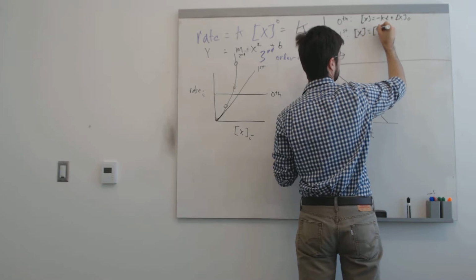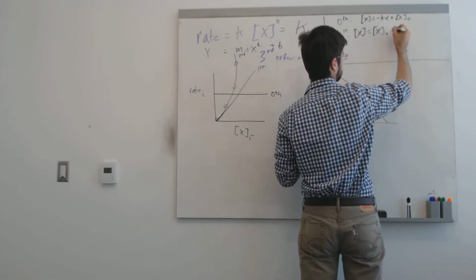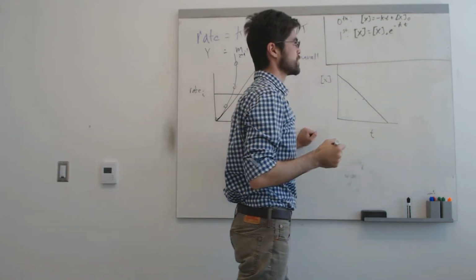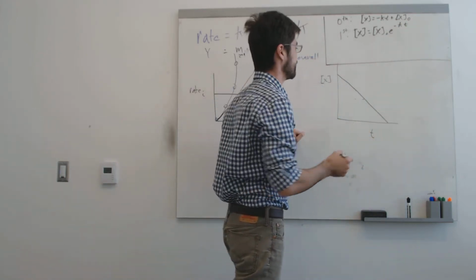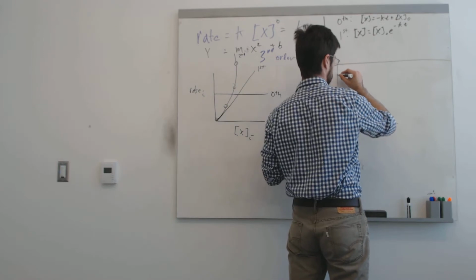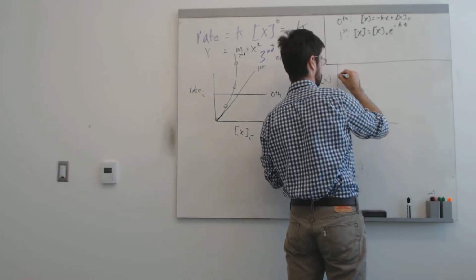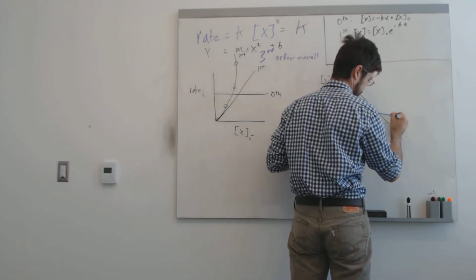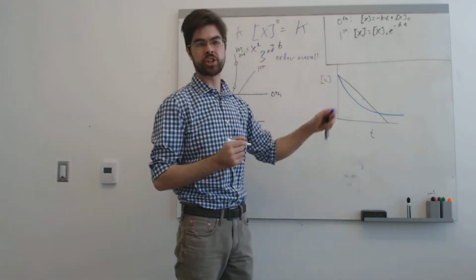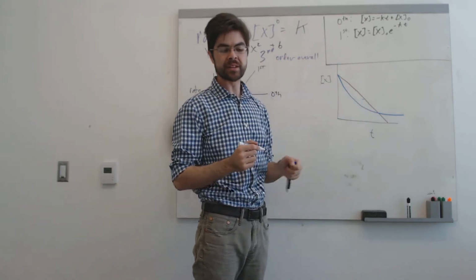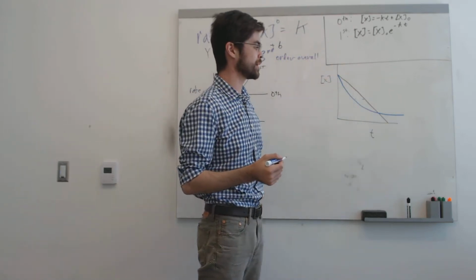So you would have some initial concentration times e to the minus k times t. So that one is going to look more, let me get a different color here, like that. I know in the charts I've shown, I had it going above there. It depends upon the actual value of the rate constant.